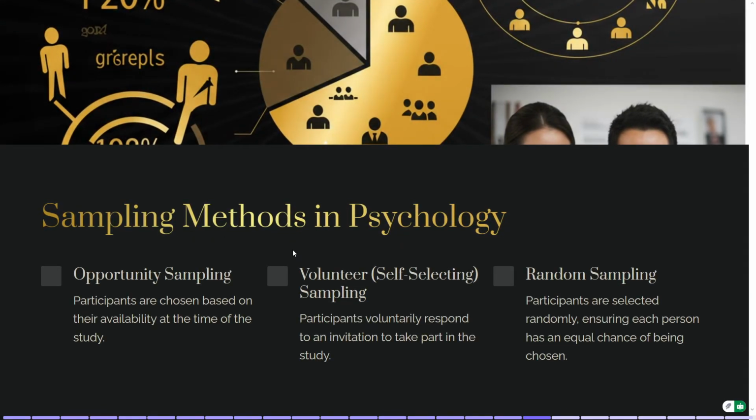All right, now what about sampling method in psychology? Okay, we have opportunity sampling. So what is opportunity sampling? This basically means selecting participants that are readily available at a particular place and time. You just go to a particular school, the students you find in the class, you use them for an experiment. That's opportunity sampling.